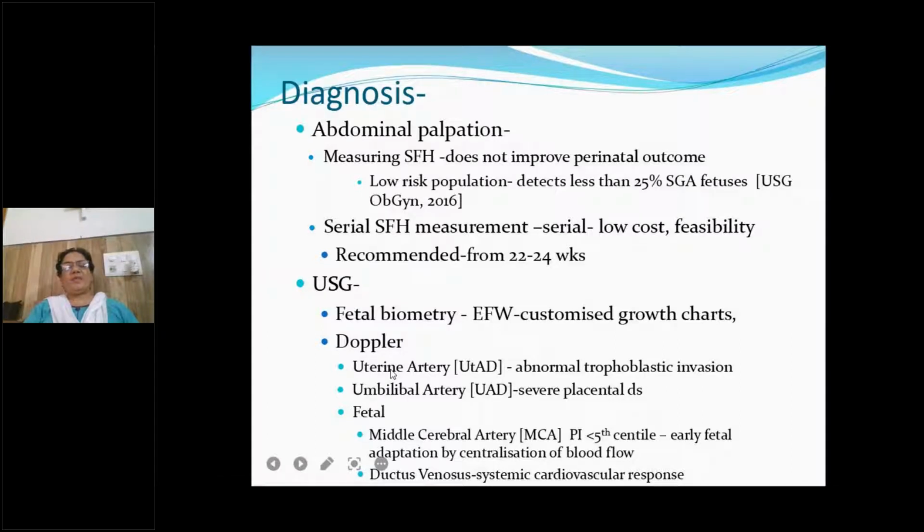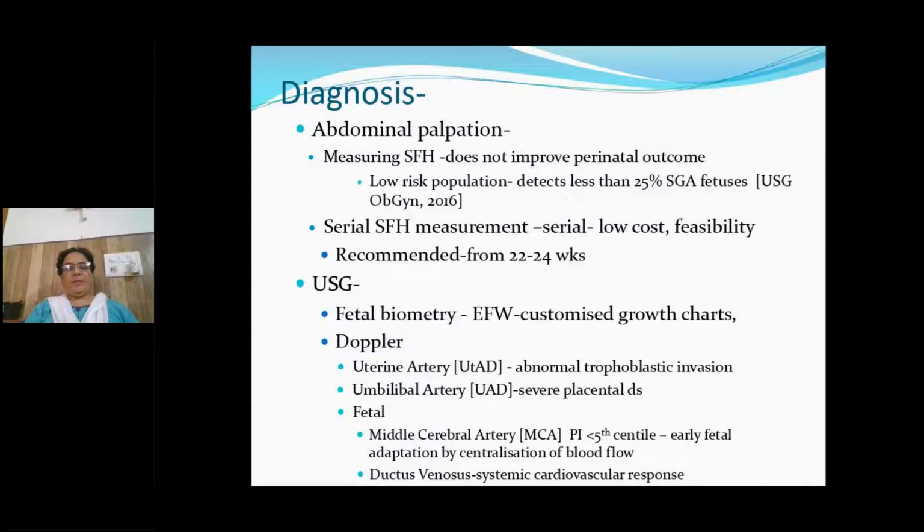hemodynamic status. If there is a severe placental disease, it will ultimately result in reduction of flow through the umbilical artery. So that will cause reduced supply to the fetus. If there is further reduction, the fetus will respond to this reduced blood flow, and the first change that occurs in fetal circulation is the centralization of flow, because the brain being the most important organ, the flow is prioritized to the brain. And when there is further hypoxia or a reduction in blood flow, that can result in a systemic cardiovascular response. And this we measure by a Doppler of the ductus venosus.